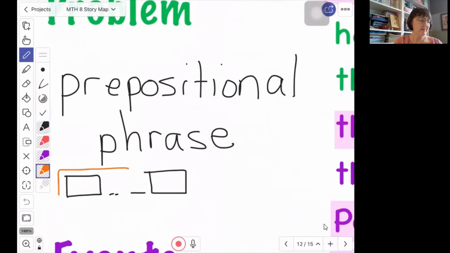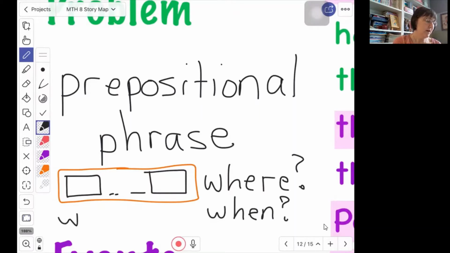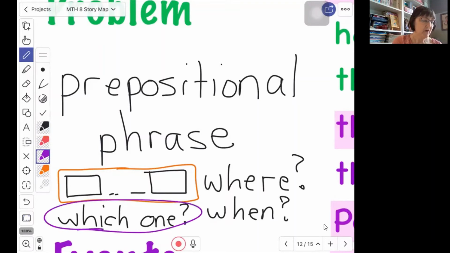And all together, this group of words will be a phrase that we call a prepositional phrase. A prepositional phrase either answers the question, where, or when, or which one. So a prepositional phrase can act like an adjective or like an adverb. It will give us important information in the sentence.